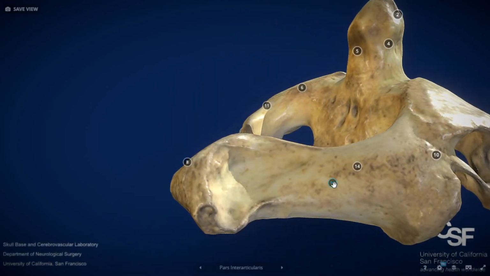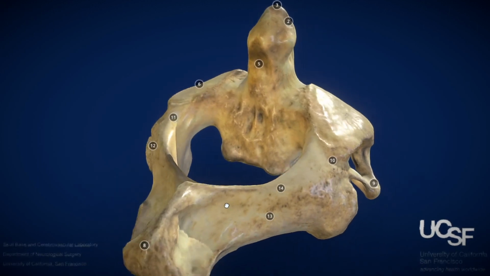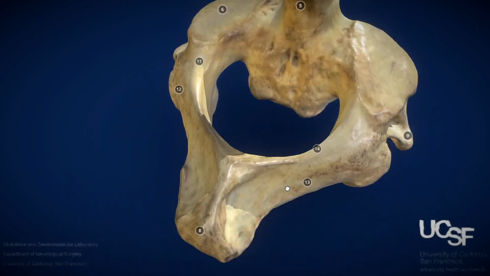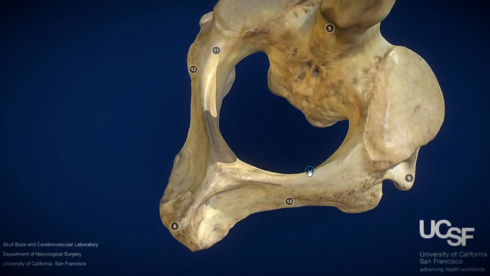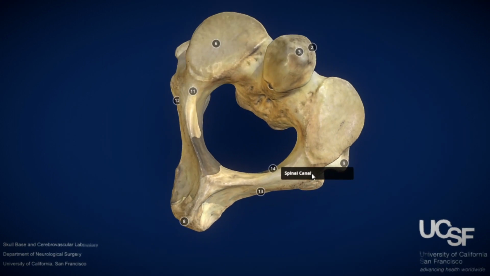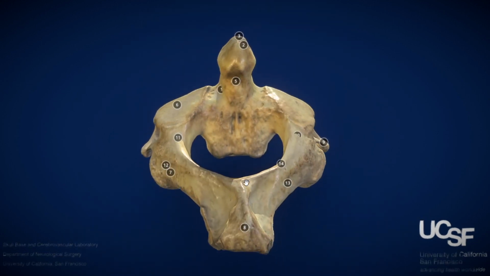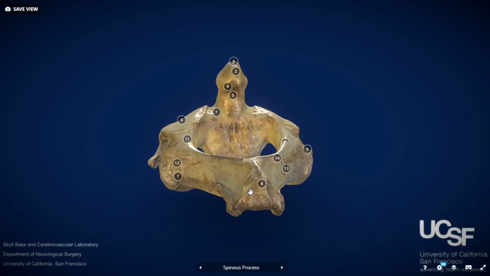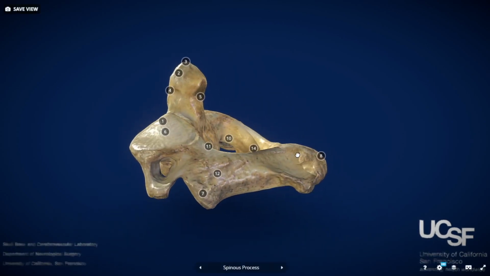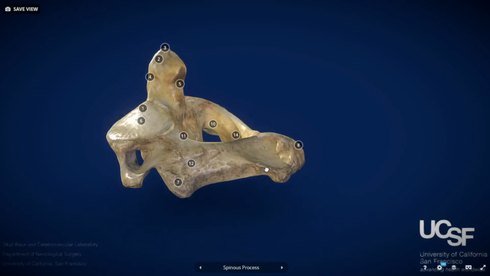Moving posteriorly, we have the lamina, and the lamina is thicker than the rest of the subaxial lamina, and anteriorly we have the spinal canal or the vertebral foramen, and both laminae are joined by the spinous process, which is a bifid spinous process and is the second most prominent spinous process of the cervical region.